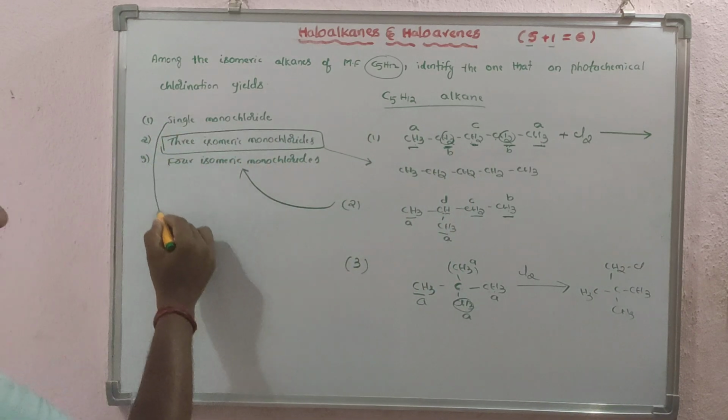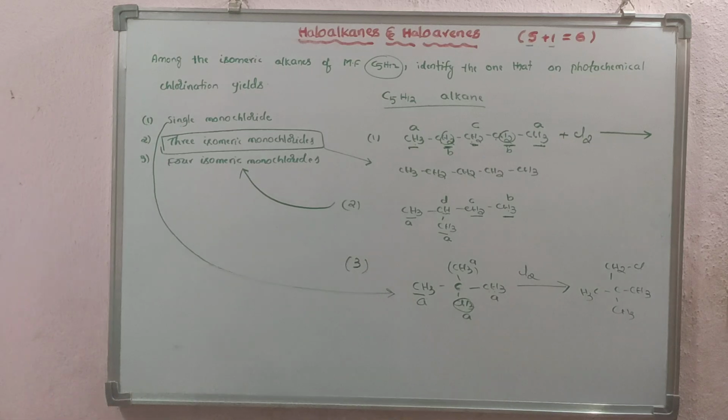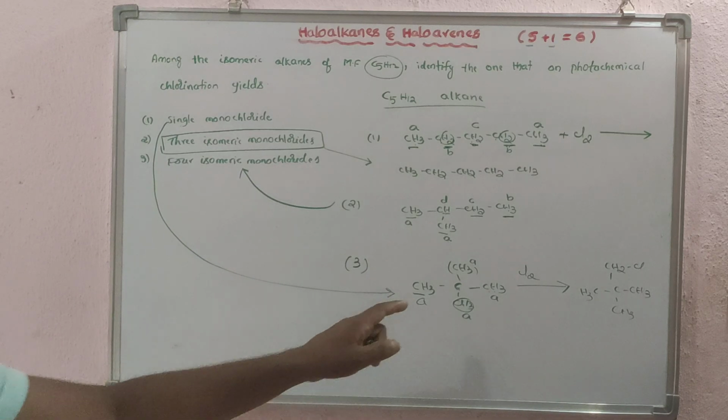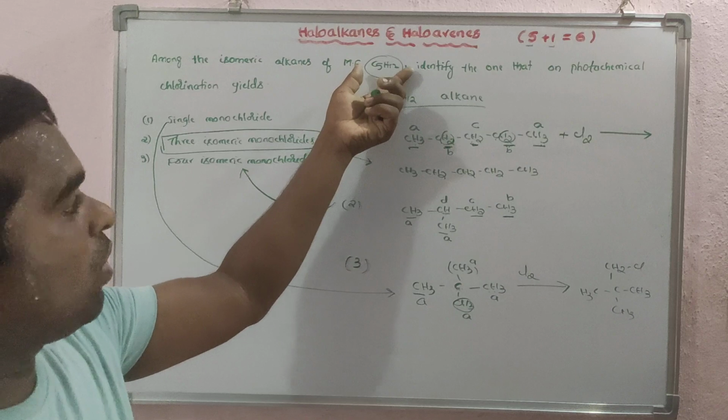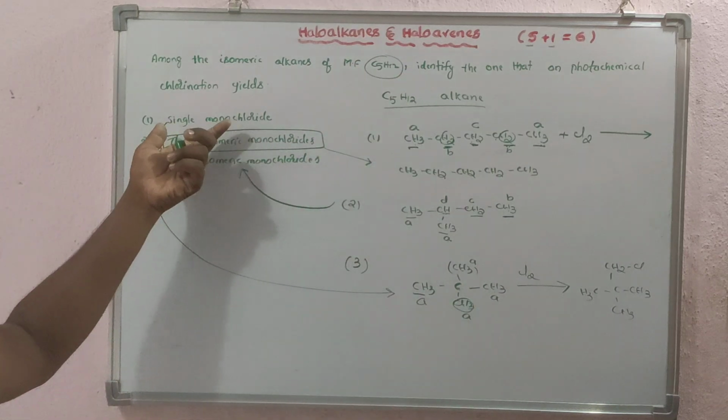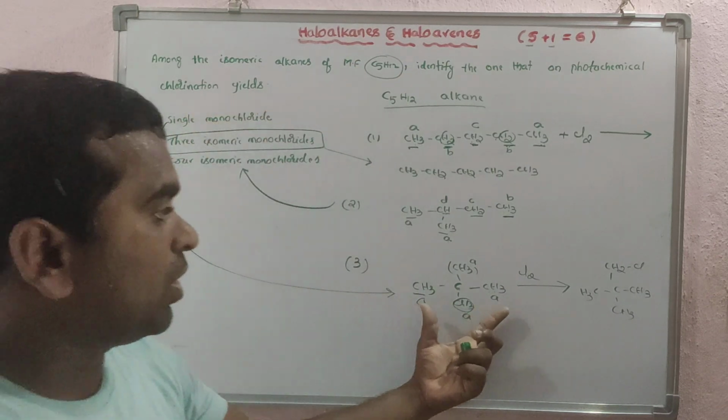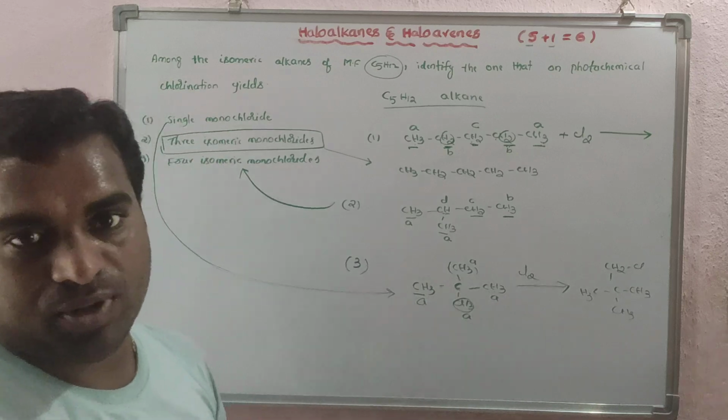So for the first one, what is the answer here? This is. Clear? Remember, sometimes they will give C5H12 and ask which of the isomers will give the single monochloride compound. You have to write this compound. Clear?